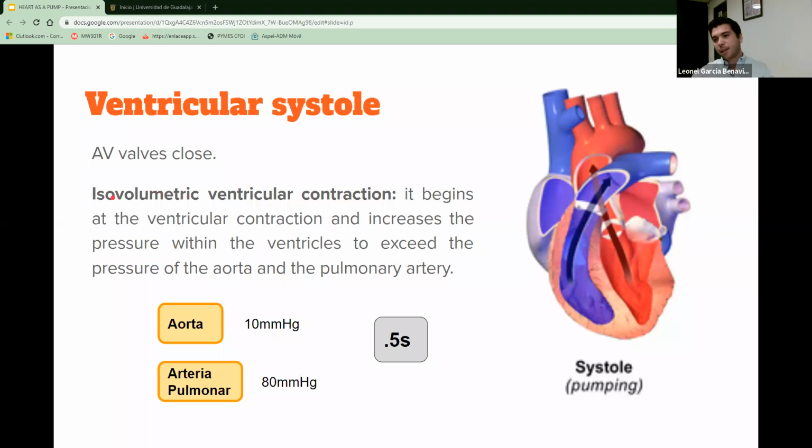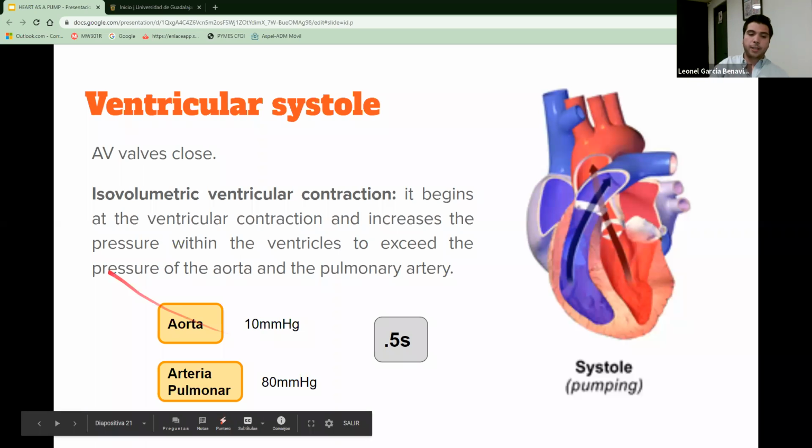What's isovolumetric ventricular contraction? It's when the contraction starts to occur during systole, okay? It's not when the blood is pushed out of the ventricles, it's just when the contraction starts to occur in the pressures within the chambers, within the ventricles. It's gonna spike up to beat the pressures in the aorta and in the pulmonary artery, okay?